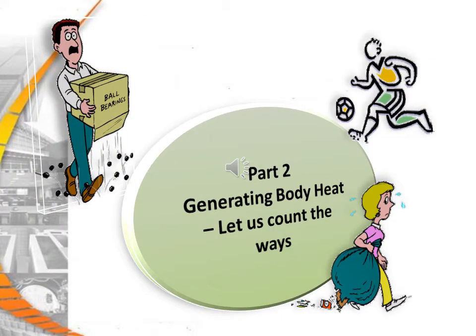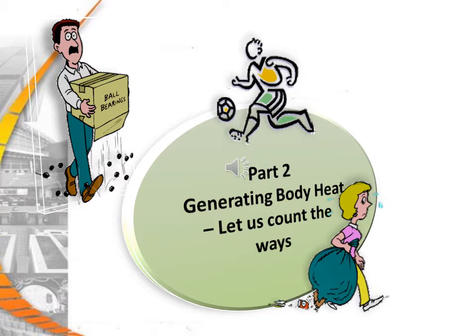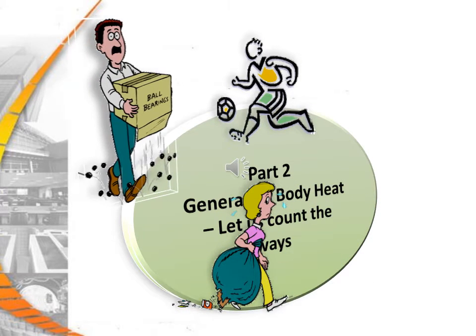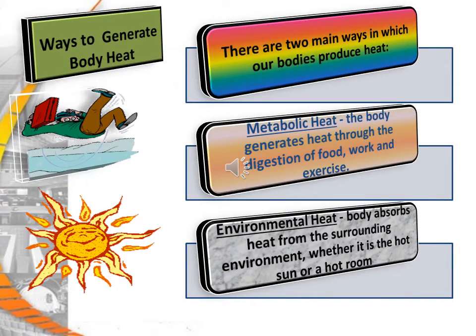Part 2, Generating Body Heat. Let us count the ways. Ways to generate body heat are basically divided into two main ways. Metabolic heat: the body generates heat through the digestion of food, work, and exercise. Or environmental heat: the body absorbs heat from the surrounding environment, whether it's hot sun or a hot room.